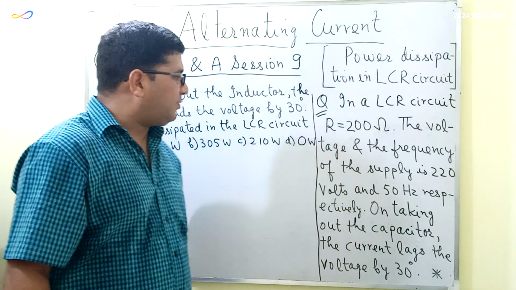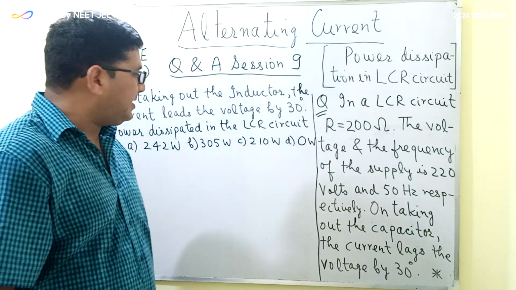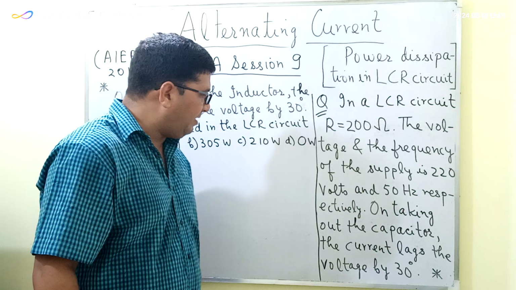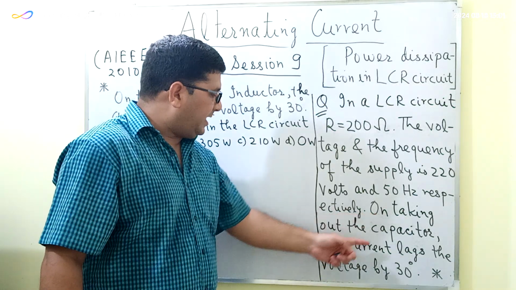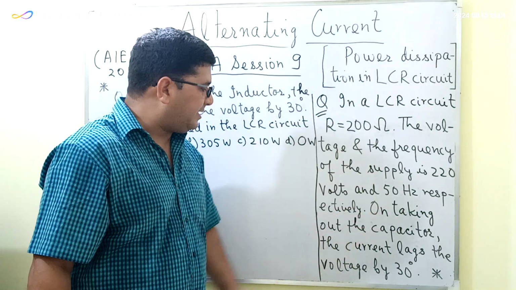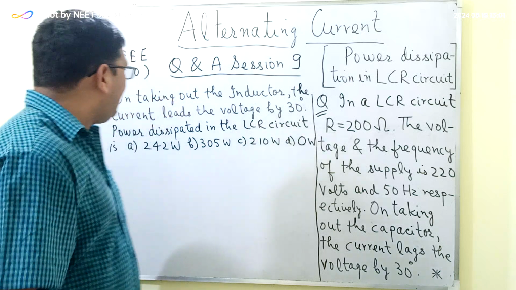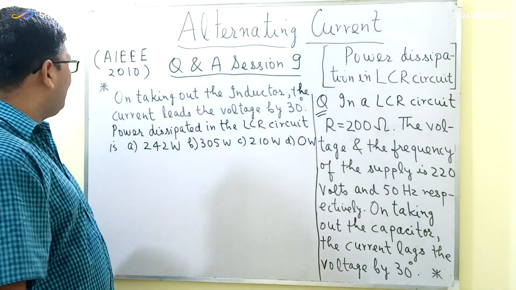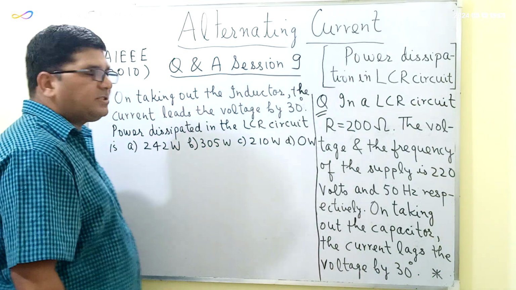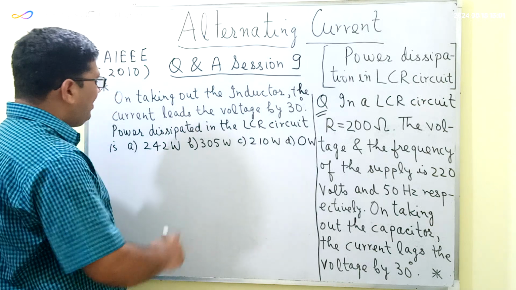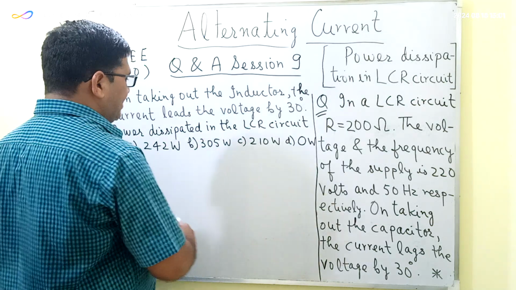The voltage and the frequency of the supply is 220 volts and 50 hertz respectively. On taking out the capacitor from the circuit, the current lags the voltage by 30 degrees, and on taking out the inductor from the circuit, the current leads the voltage by 30 degrees. So we have to find the power dissipation in the LCR circuit.